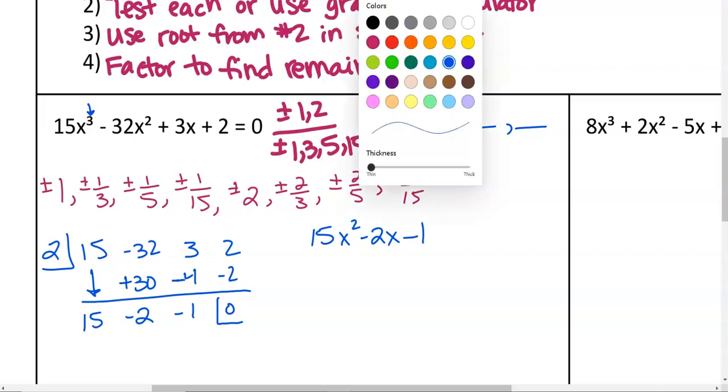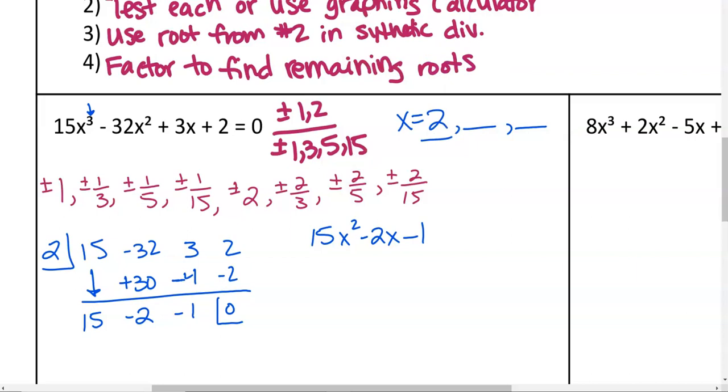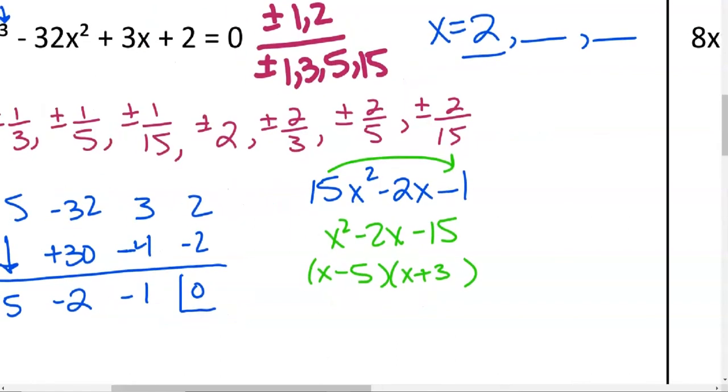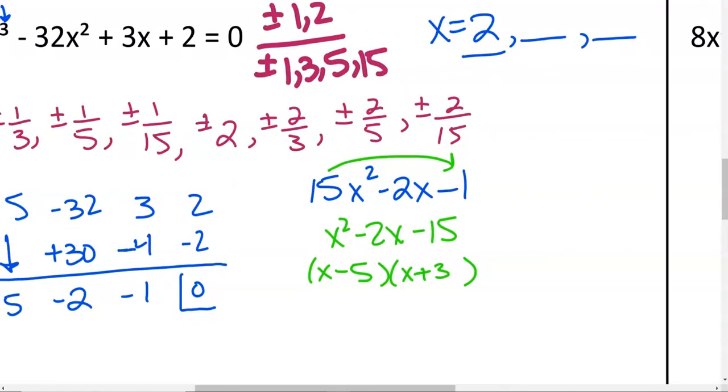So let's slip the 15 to the end. That gives me x squared minus 2x minus 15. Basic factor. What multiplies to give me negative 15 but adds to give me negative 2? Negative 5 and a positive 3. Good. We are not done. Now we're going to slide and divide my 15 back out.